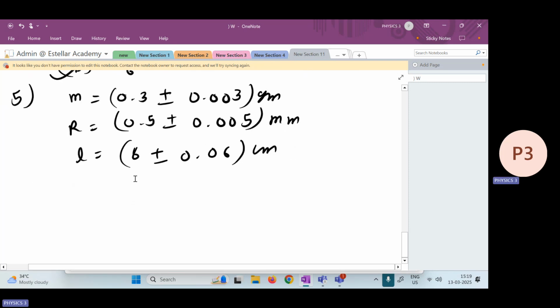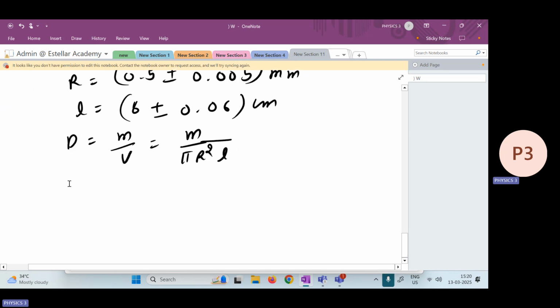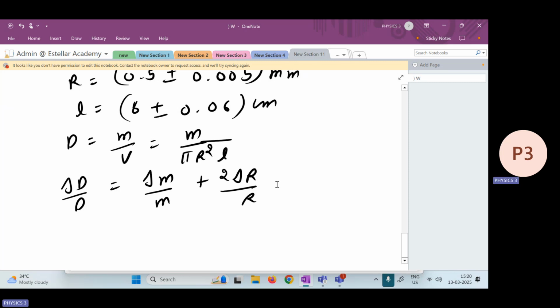Now we have to find out the maximum percentage error in the measurement of its density. So density, we know, is mass by volume. A cylinder's volume we can write as pi r square L. Now from the errors formula, we can write the maximum error in the density as delta d by d is equal to delta m upon m plus 2 delta r upon r plus delta L by L. As we have to find it in percentage, we have to multiply by 100 on both sides.